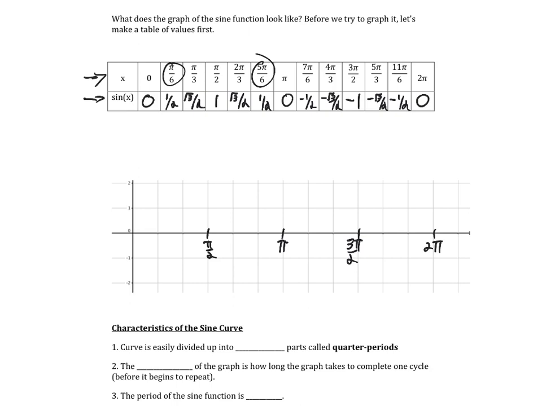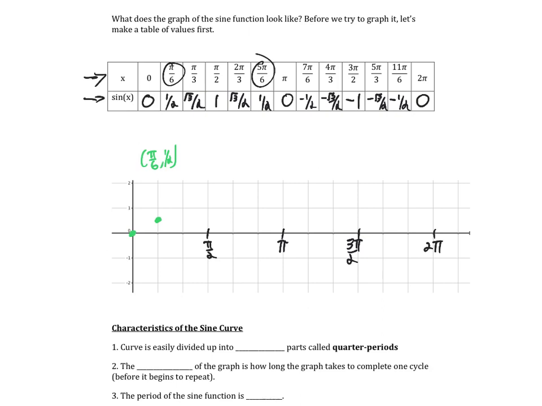So at 0, let me actually do a different color here. Let's go with green. At 0, I have an output of 0. So there's 1 point. Pi over 6, that would be the next box. Pi over 6, it's 1/2. So that point right there is pi over 6, 1/2. We don't have to write that for all of them, but I just wrote it there.